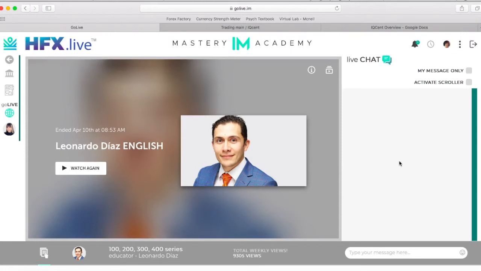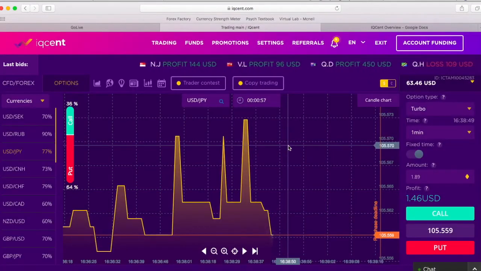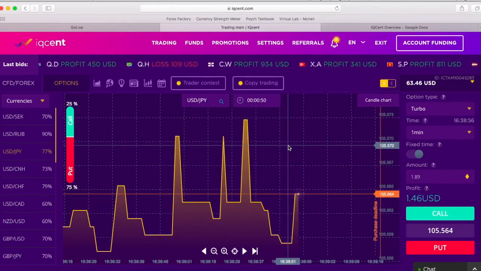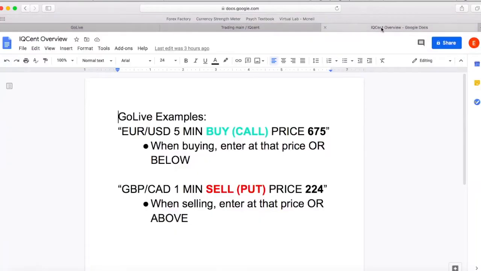Next to the screen, there's a chat box, and this is where he'd be typing in all of the trades that he calls out. So you're going to have this Go Live page open, and you're going to have IQ Option open. So let me show you a couple examples of what it would look like in the chat box when an educator calls out trades. Maybe not exactly, but they're going to give the same information. So over here, I have 2 examples, one buy example and one sell example. They would say something in the chat box like Euro USD 5-minute buy price 675.